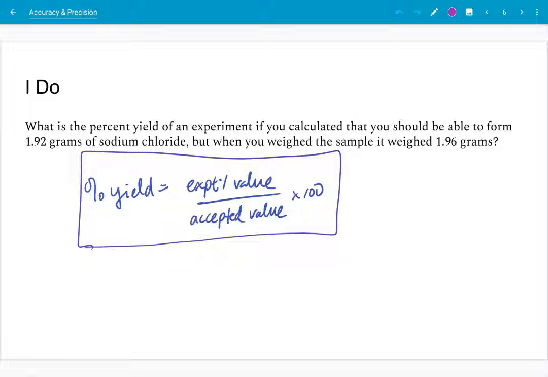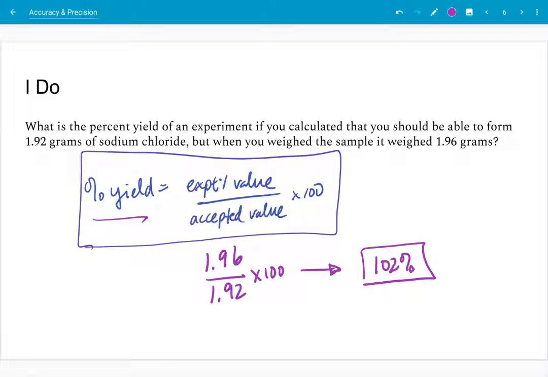I do have this question here, and I meant to give this to you before, but the percent yield equation is the experimental value divided by the accepted value times 100. So we're going to do this practice problem. What is the percent yield of an experiment if you calculated that you should be able to form 1.92 grams of sodium chloride, but when you weighed the sample, it weighed 1.96 grams? Our experimental value was 1.96. Our accepted value is 1.92, times 100. When I solve it out, I find it to be 102%.